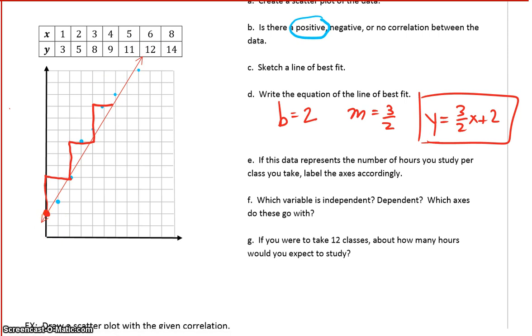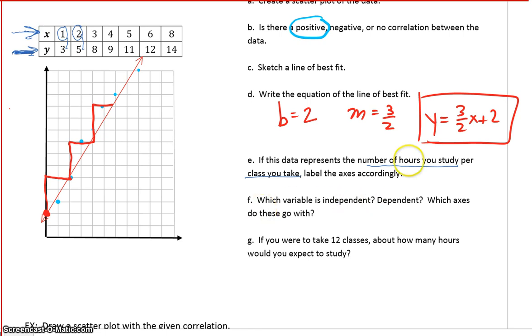Okay, now we need to look at E. It says if the data represents the number of hours you study per class you take, label the axes accordingly. So you need to determine which one is hours and which one is classes. Okay, so the number of hours you study and number of classes you take. I would say that this is going to be the number of classes that you take. This is going to be the number of hours that you study. So if you take one class, you study 3 hours. If you take 2 classes, you study 5 hours. So the number of hours you study depends on the number of classes that you take.